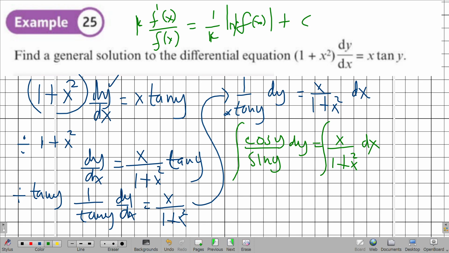So if you look at it, this numerator cos y is the derivative of sin y. So if I apply the integral sign here, the answer is natural log of sin y.